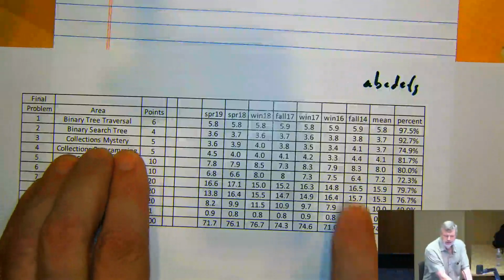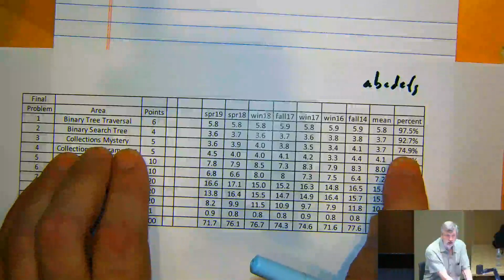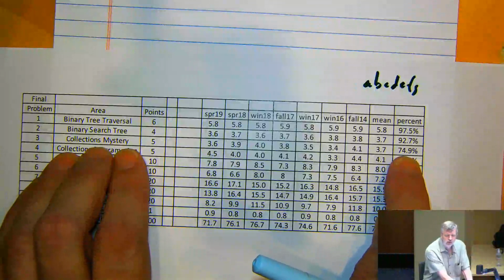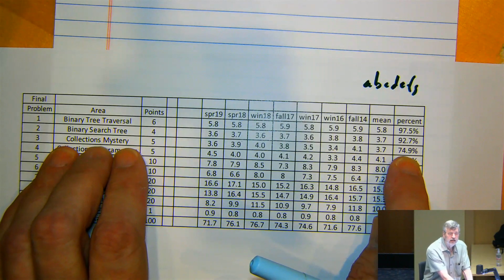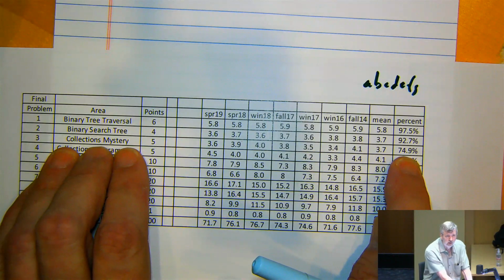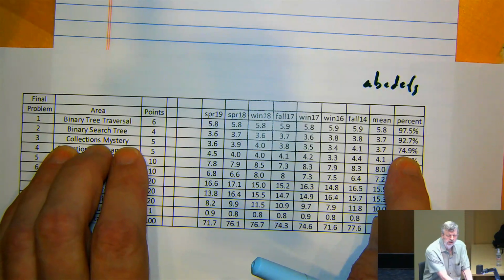Collections mystery is a pretty low score for a mechanical, mystery style question. I'm not entirely sure why that is. What I tend to do with this collections mystery question is include a 2D array bit of code. So I asked the TAs to cover that in section last week. I didn't have time to do 2D arrays in class, but it is something that I include in this mystery problem on the final.